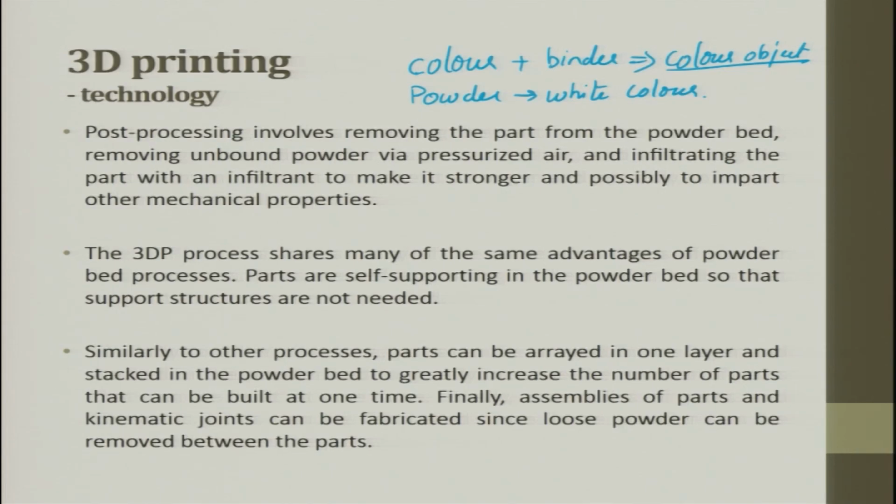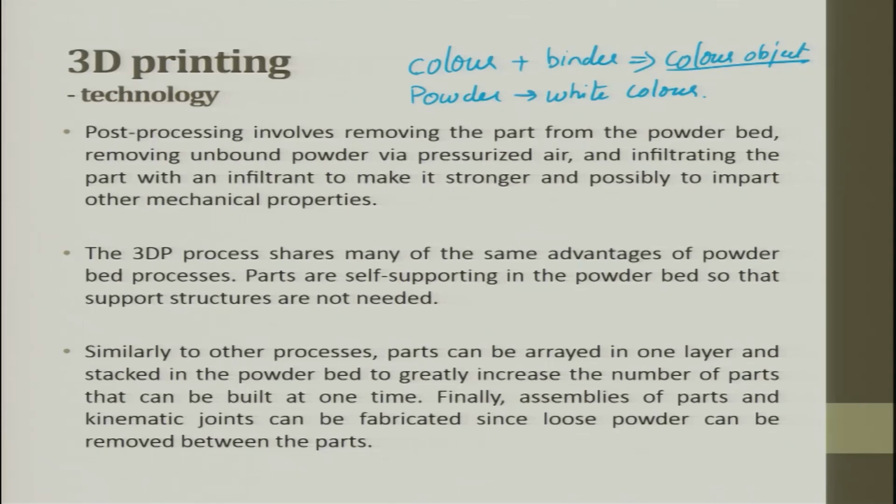For example, if you want to give a 3-dimensional topological mapping of a hill region, so you can always very clearly say where is the land, where is green, where is a patch, where is water running, everything can be taken as a printout using this 3D printing. So, it is very good. Okay. So, the 3D printing process shares many of the same advantages of powder bed processes.